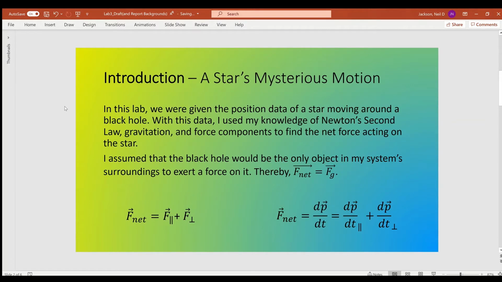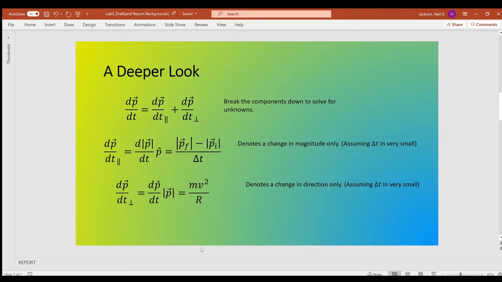We know that an object's forces, and thereby its momentum, can be broken down into parallel and perpendicular components, as stated at the bottom of this slide. Using this fact, I can reverse engineer the star's momentum in order to find the net force acting on it. Here is a deeper look at why this process works.